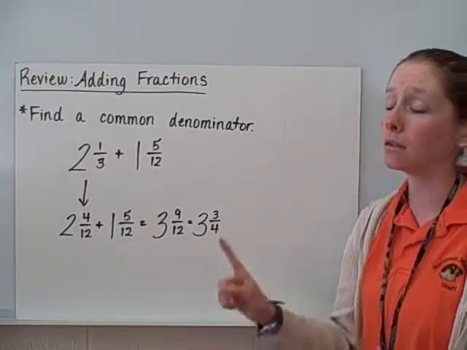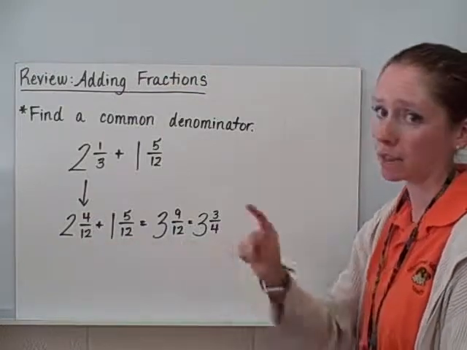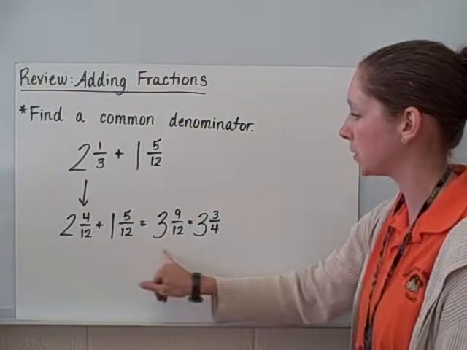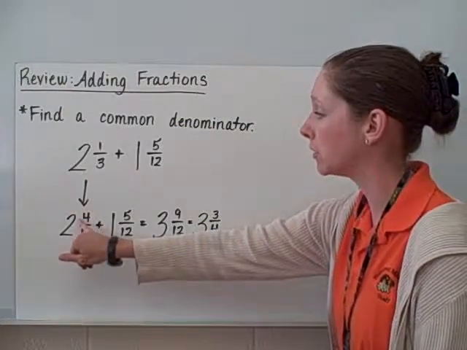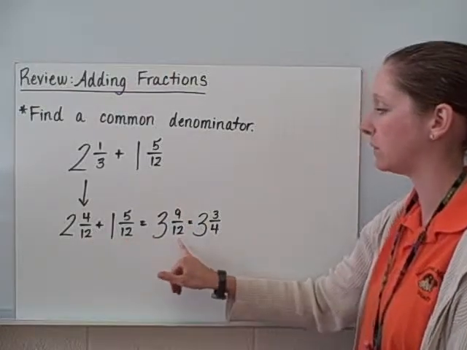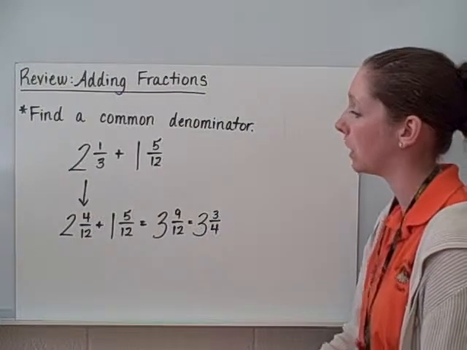Remember, when you're adding fractions together, the denominator stays the same. That's the most common mistake. I added my whole numbers first, 2 plus 1 is 3. My numerators, 4 plus 5 is 9, and my denominator stayed the same at 12. Always reduce, so my final answer is 3 3/4.